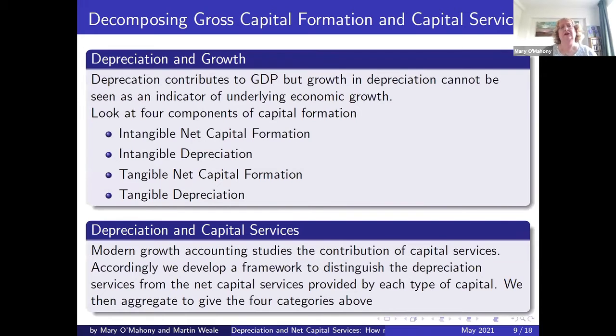So what we're trying to do then is look at four components of capital formation: intangible net capital, intangible depreciation, tangible net capital, and tangible depreciation. We develop a framework to distinguish the depreciation services from the net capital services provided by each type of capital. And then we aggregate to give the four categories that we mention here. And we do this in a very standard way.